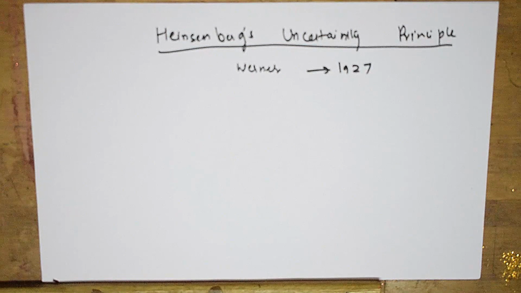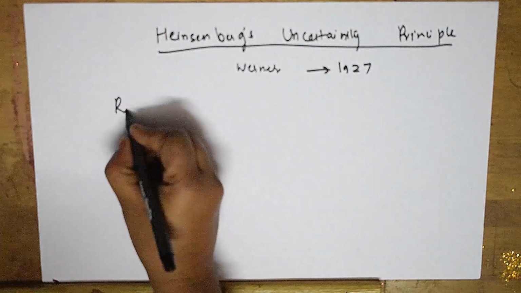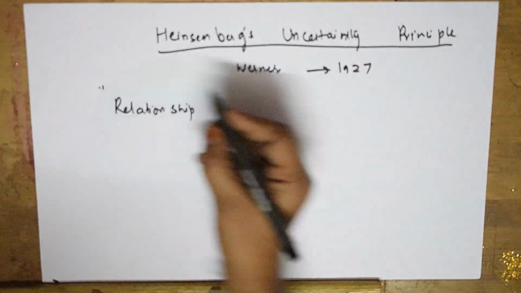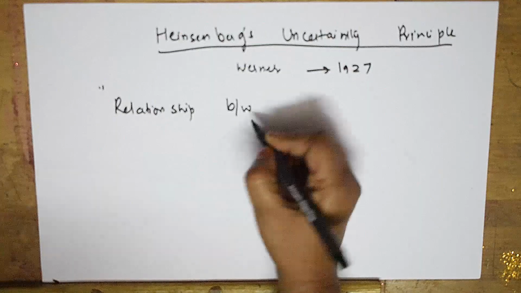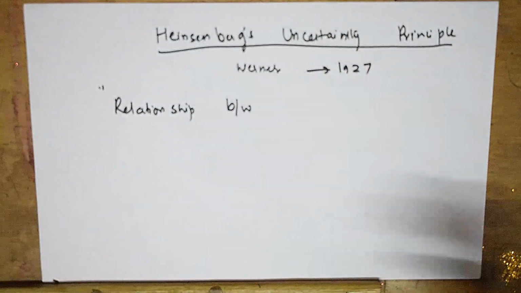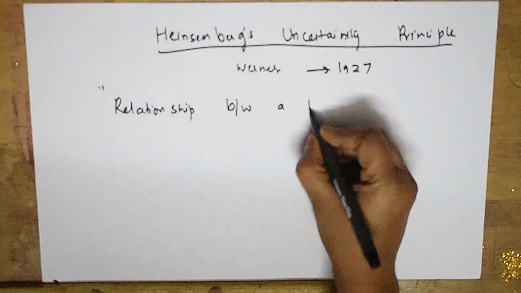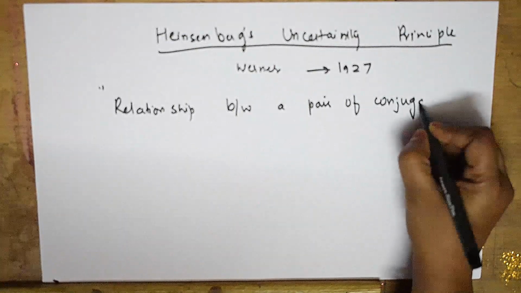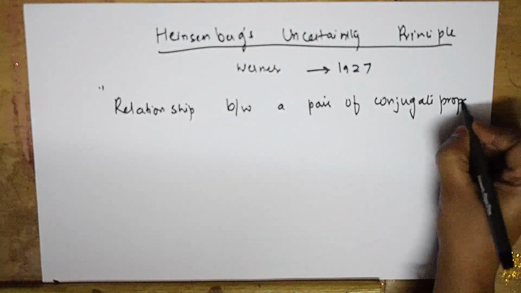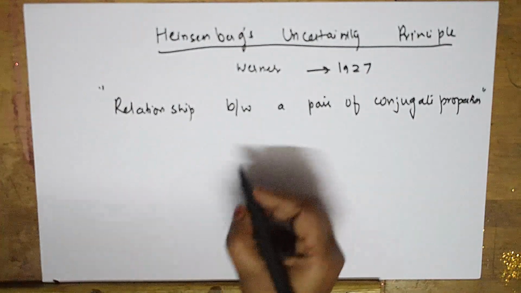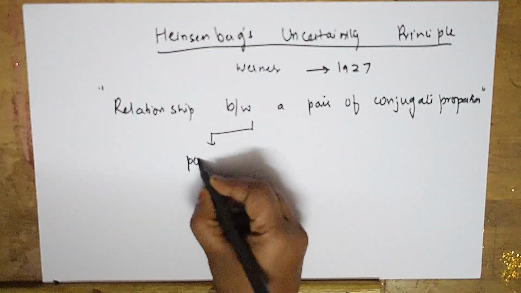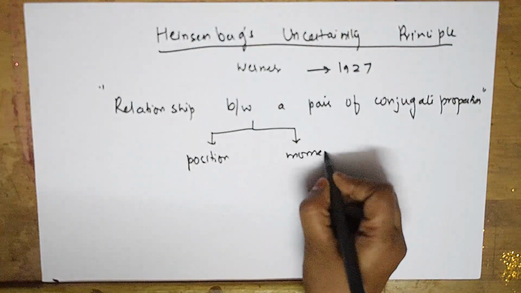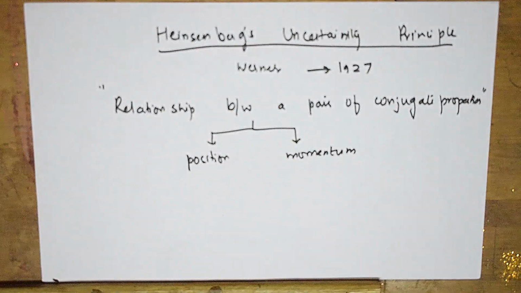Right. So what did he give? Basically he has given a relationship between a pair of conjugate properties. This is what is important. What is conjugate? Conjugate means together properties. What are these conjugate properties? He basically spoke about position and momentum. These two are conjugate properties. Both are conjugate properties.